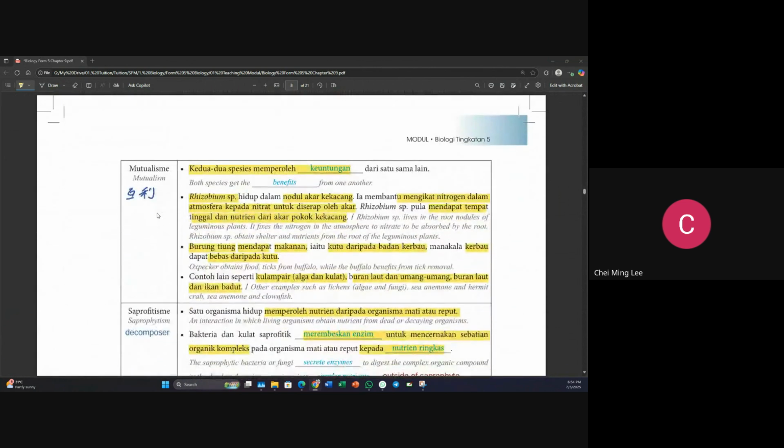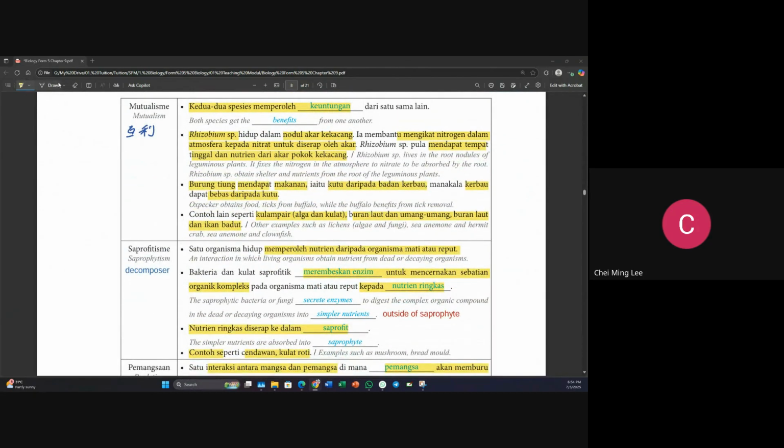So then mutualism. Now mutualism is a win-win situation. So both get the benefits. For example, rhizobium. It lives in the root nodules of leguminous plants, where it helps to fix the nitrogen in the atmosphere into nitrate, so that it can be absorbed by the root. At the same time, rhizobium sp. will obtain shelter and nutrients from the root of the leguminous plant.